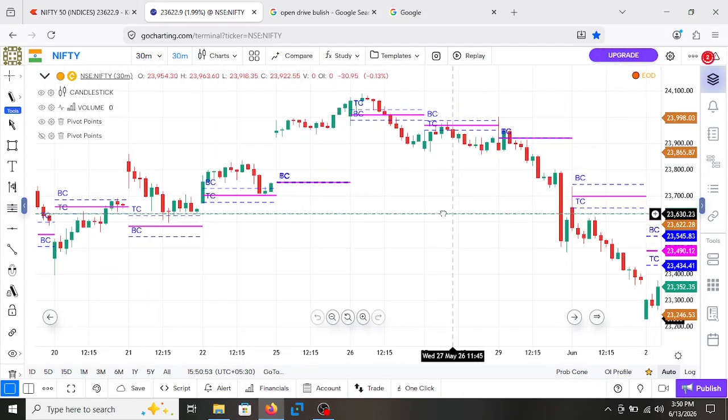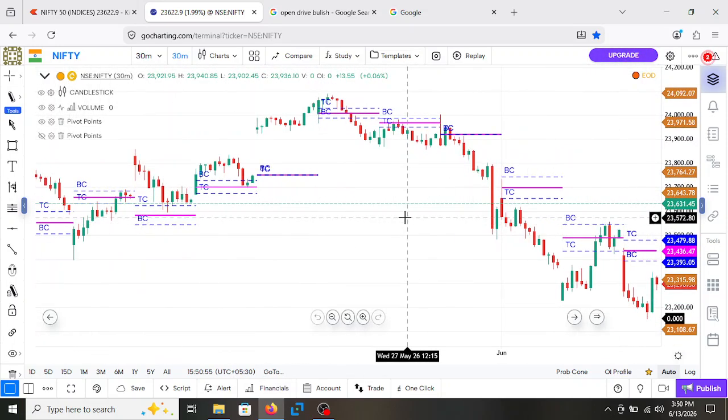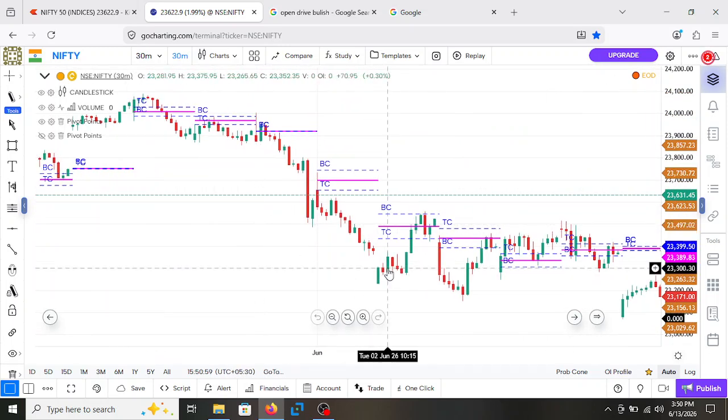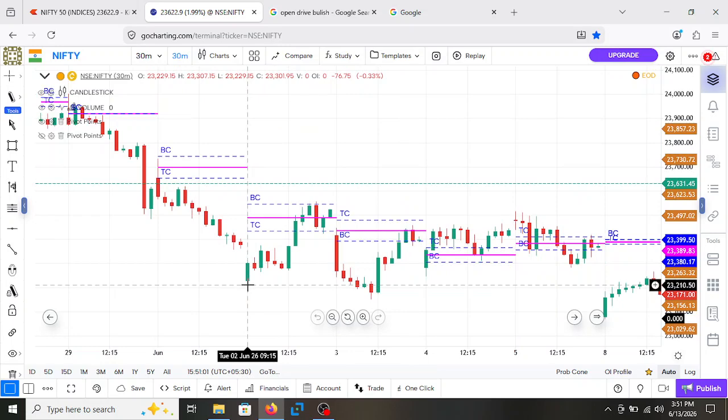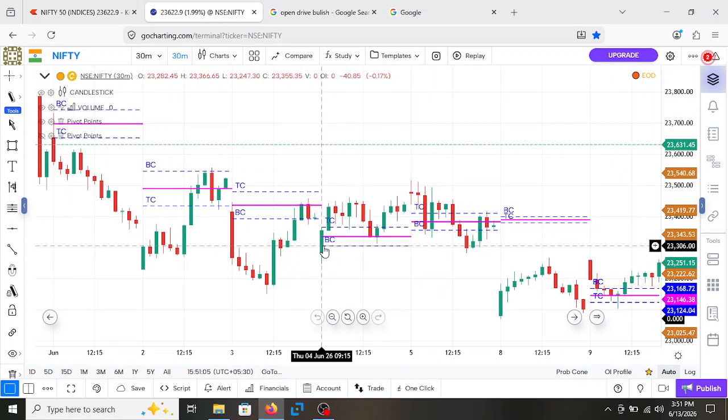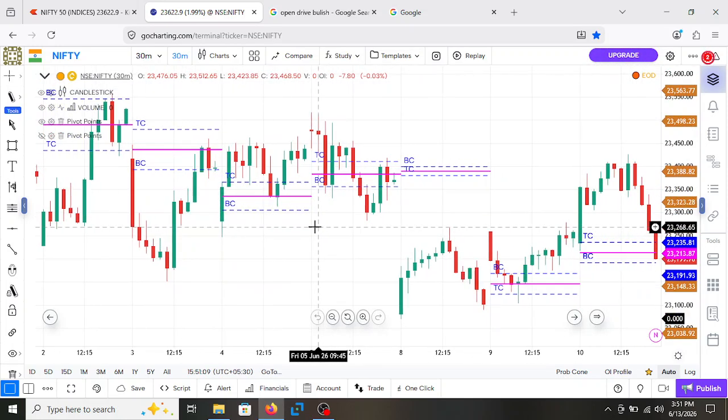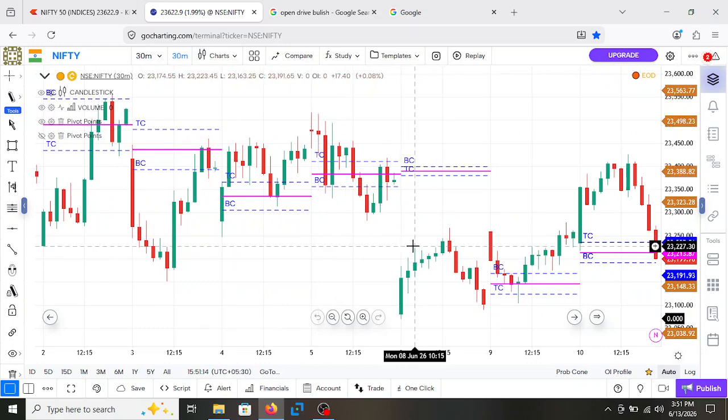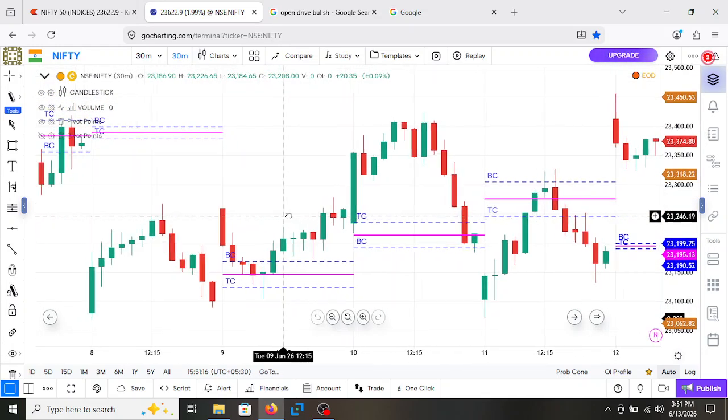So that's all for the day, and soon, in the next videos, we will discuss separately the open drive bullish, open drive bearish, open test drive bearish, open test drive bullish, open rejected reverse, open auction outside range, open auction inside range. So this is the interesting setup.